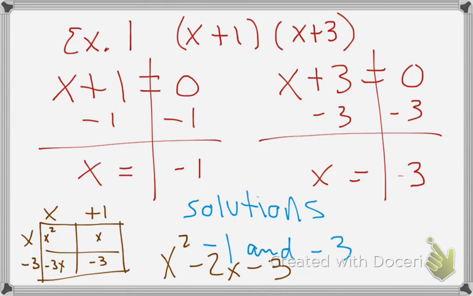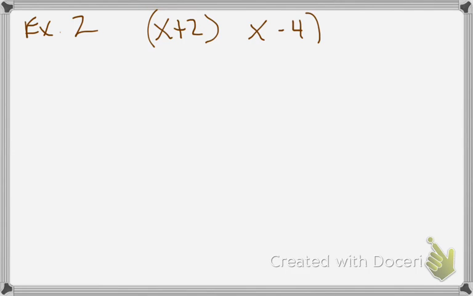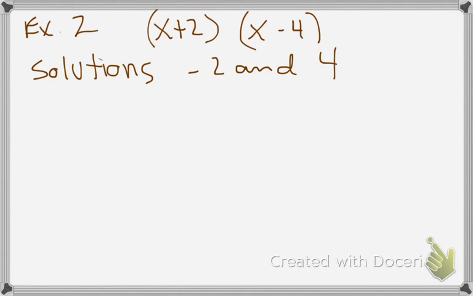Example 2. Can anybody do this without pen and paper? And tell me the two solutions. It's actually -2 and positive 4. Exactly. Because if you set x plus 2 equal to 0, you should be able to figure that out.